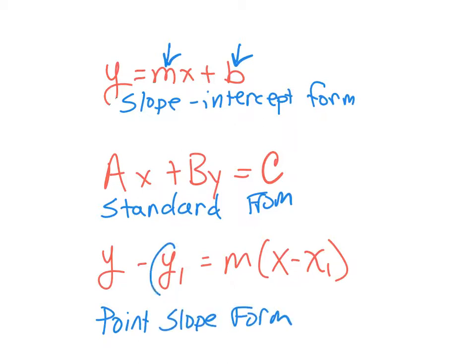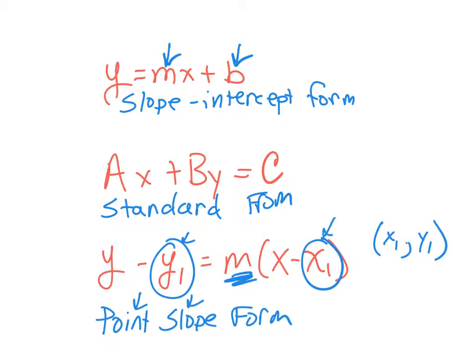Which also makes sense because these two values make the point, x1 comma y1, and then there's the slope. So we have a point and a slope. That's the name point slope.